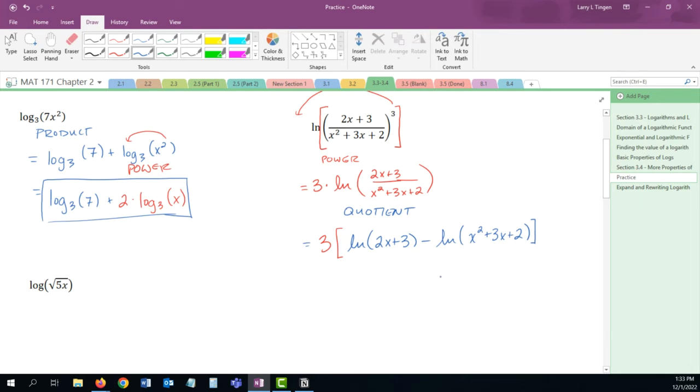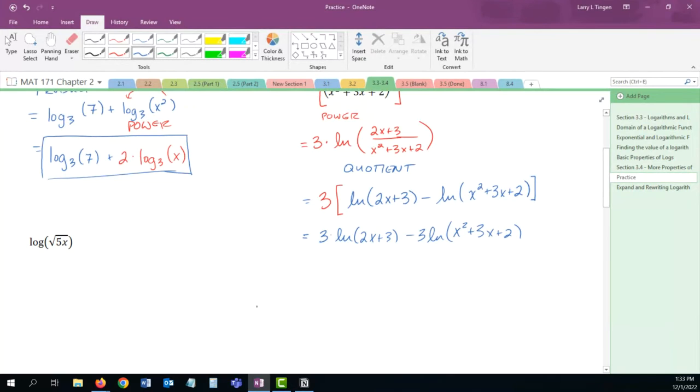All right, that 3 needs to be distributed to both of these, right? That's 3 times the natural log of this quotient. I've broken up this natural log into the subtraction of 2 terms. Fine, but that 3 better go along with everything. So that's 3 times the natural log of 2x plus 3 minus 3 times the natural log of x squared plus 3x plus 2. What else can be done here?